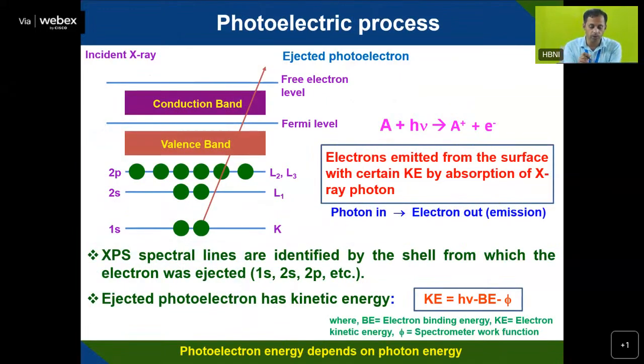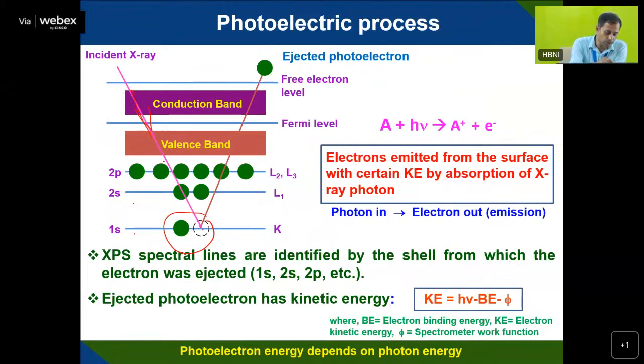If you see the photoelectric process, what happens in the photoelectric effect: you have a conduction band and a valence band. In the valence band, 1s, 2s, 2p electrons. Your core electron is here, the 1s electron is the core electron. If an X-ray beam falls on the core electron, then this core electron will come out. Because of that X-ray, the core electron is ejected from the matter, and that is called a photoelectron. An electron is emitted from the surface with certain kinetic energy by the absorption of an X-ray photon.